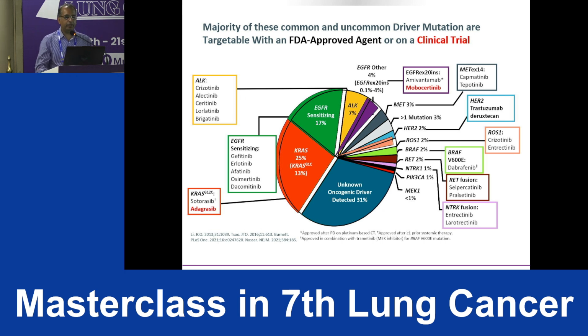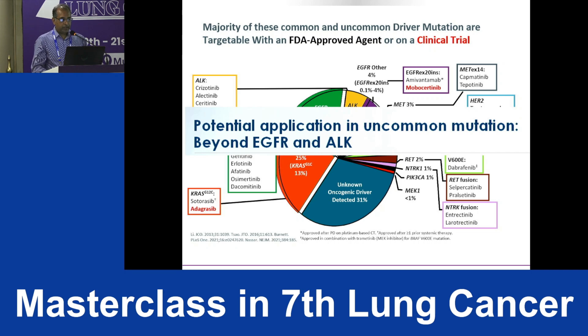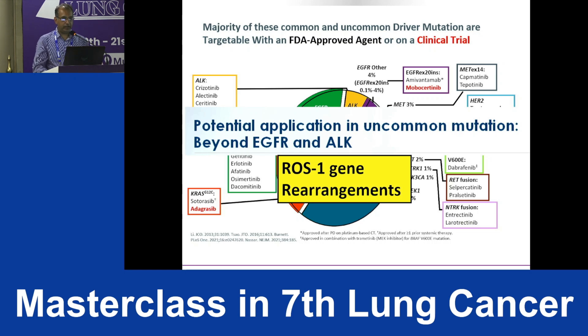We know that the majority of these common and uncommon driver mutations are targetable with an FDA approved agent or something which is in clinical trials. The bulk of the driver mutations comprises EGFR and ALK, but we have to realize that there is a potential application even in the uncommon mutations beyond EGFR and ALK, and very important among them is the ROS1 gene rearrangement.